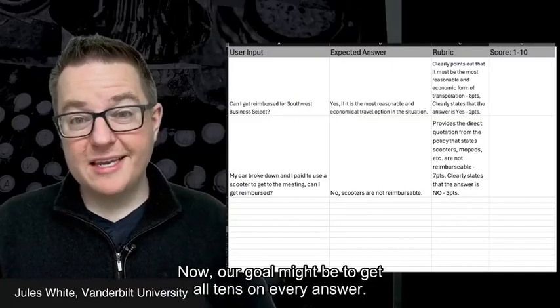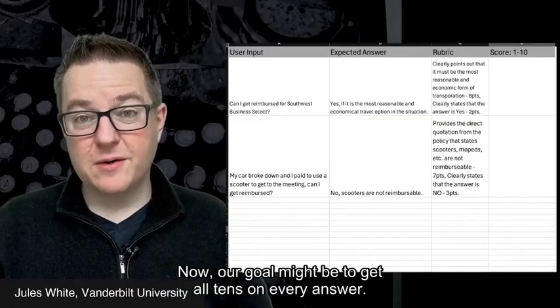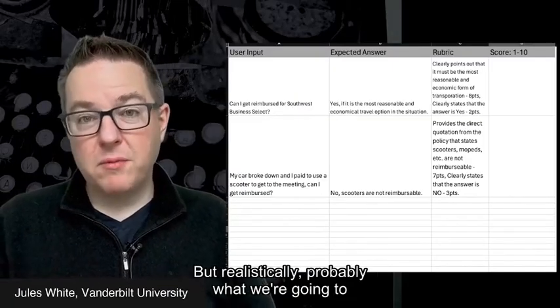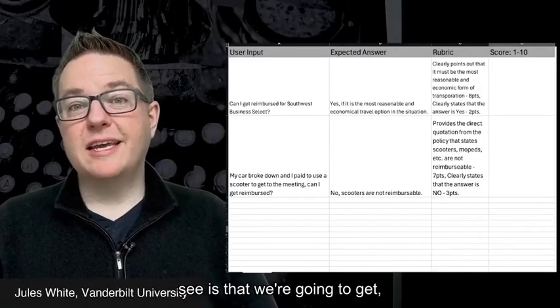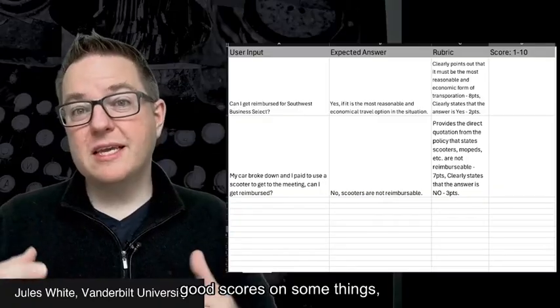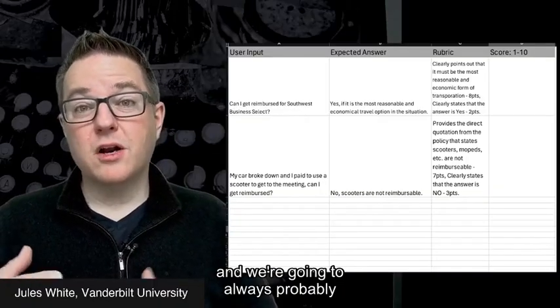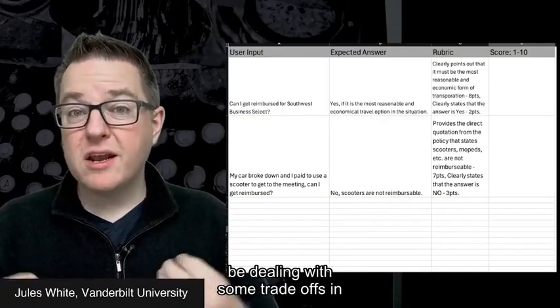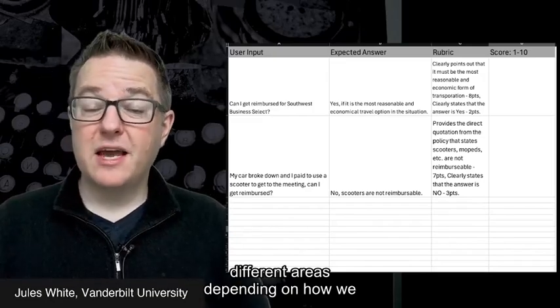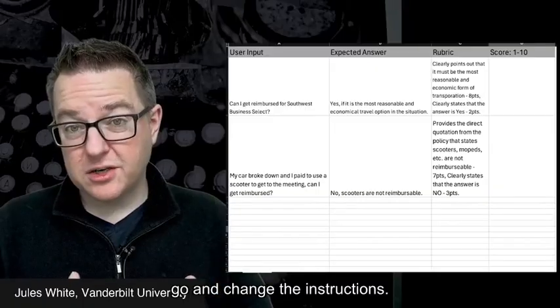Now our goal might be to get all 10s on every answer, but realistically probably what we're going to see is that we're going to get good scores on some things, not as good scores on some things, and we're going to always probably be dealing with some trade-offs in different areas depending how we change the instructions.